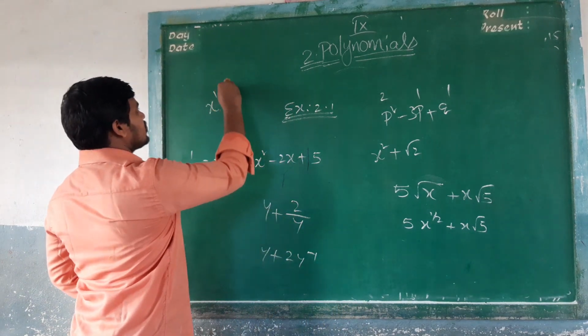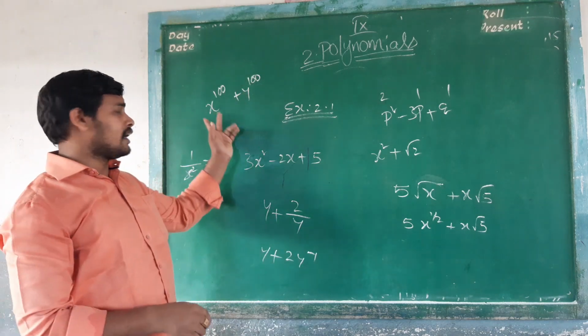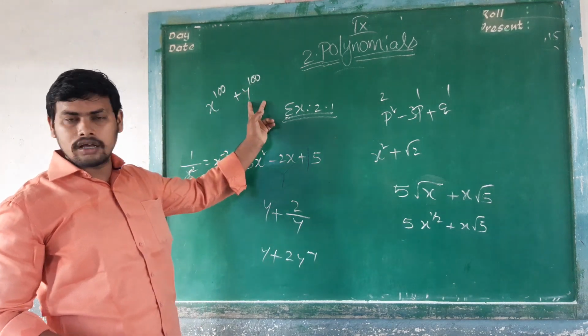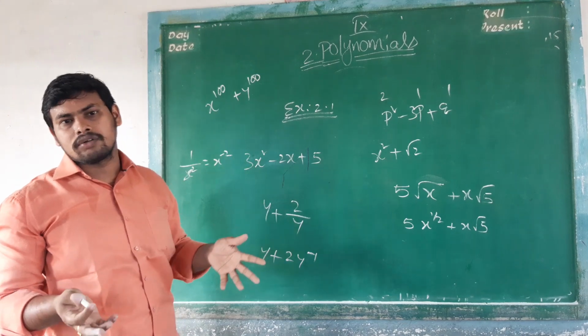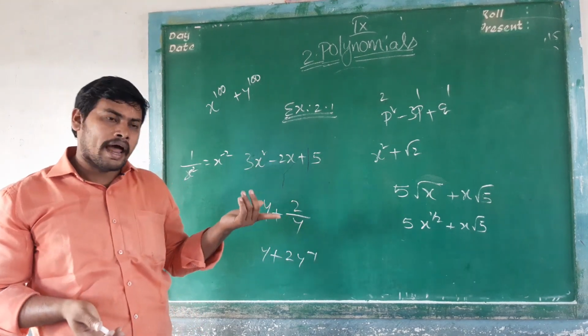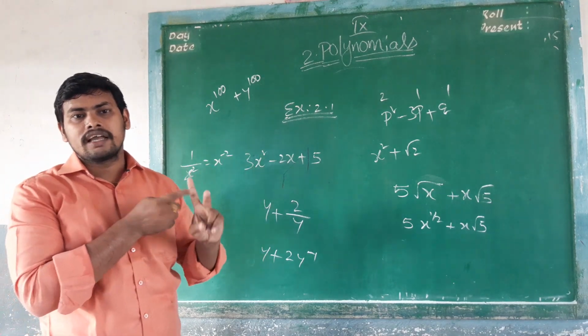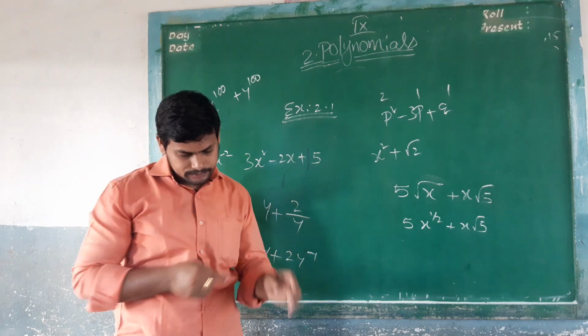x power 100 plus y power 100. What is the degree here? The degree of this one is 100, and the degree of this one is 100. Which is the largest? Both are equal, so the degree is also 100. How many variables are used here? There are two variables, one is x and another one is y.